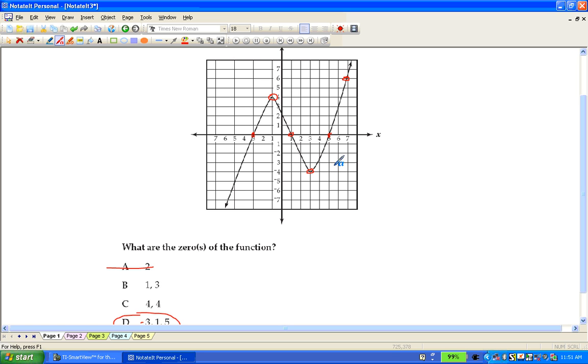Alright, so if the question, just for HSA algebra purposes, were to ask what is the minimum of this function, negative 4 would be an answer. But again, we're not looking at minimum or maximum, we're looking at the zeros, the values of x that make y 0. So basically where it crosses the x-axis. And they're negative 3, 1, and 5.